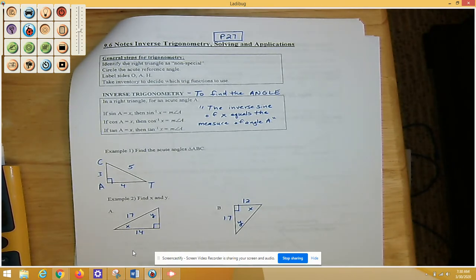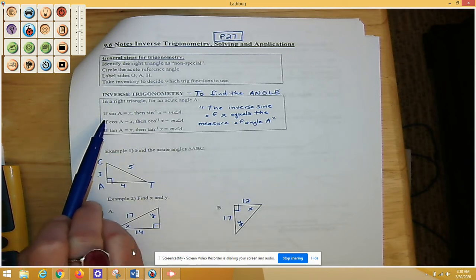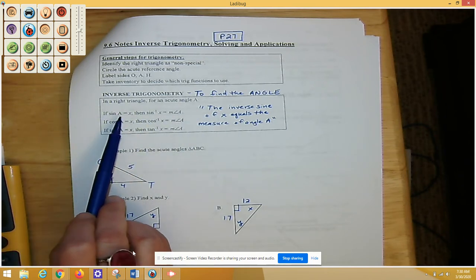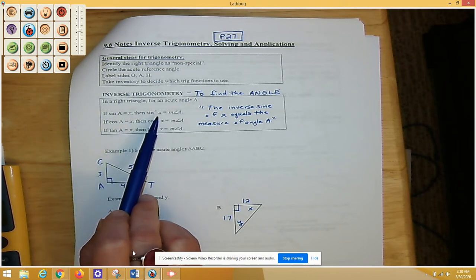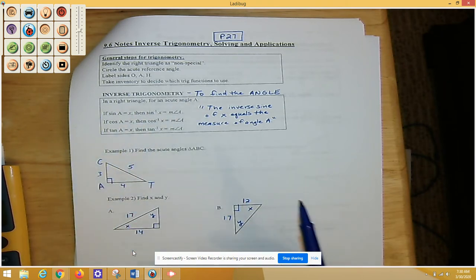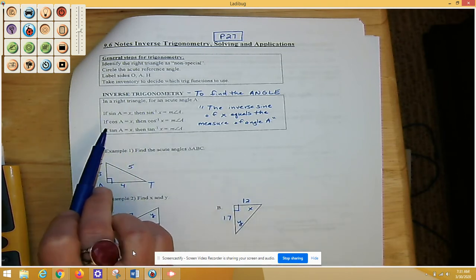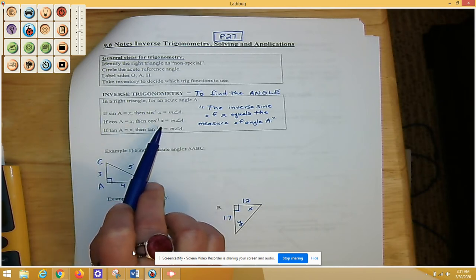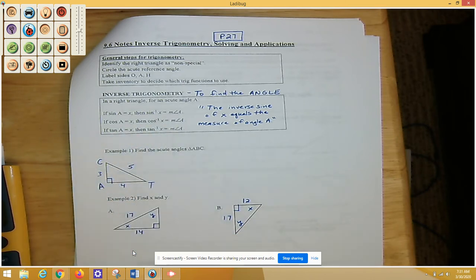So to find the acute angle in a right triangle, this reads the inverse sine. So if the sine of A equals X, then the inverse sine of X equals the measure of angle A. And I'll show you that in just a quick second. And then if the cosine of A equals X, then the inverse cosine of X equals the measure of angle A. And if the tangent of A equals X, then the inverse tangent of X equals the measure of angle A.